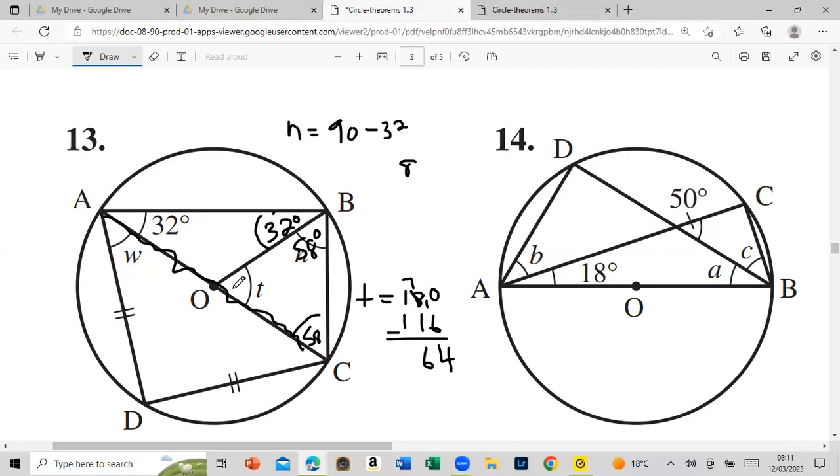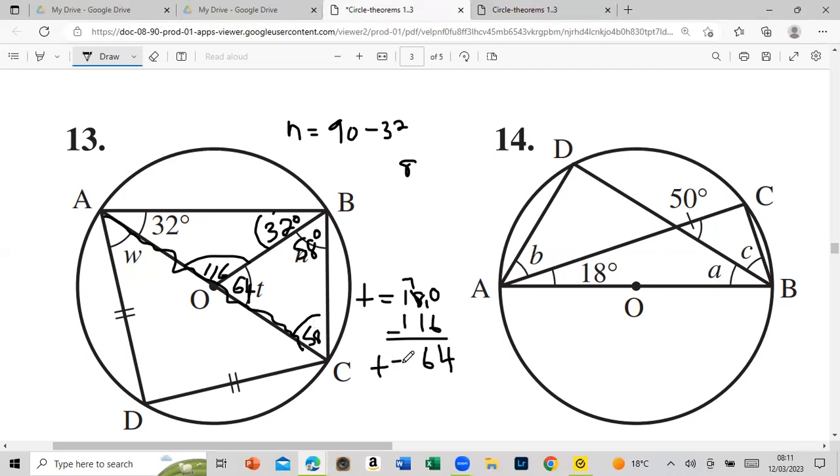There's another way that we could have approached it. I'm going to look at that also. We could have said, okay, since this is 32 and this is 32 right here, all of this adds up to 64, right? So that means right here would be 180 minus the 64, which would give us 116. And then now we can say angles on a straight line add up to 180. So there is more than one way that we can look at it. So that means t is equal to 64.